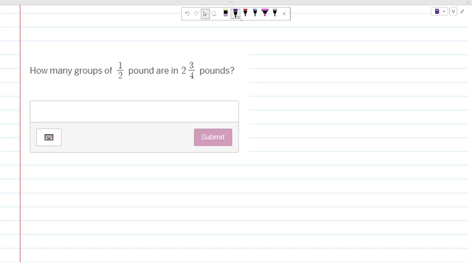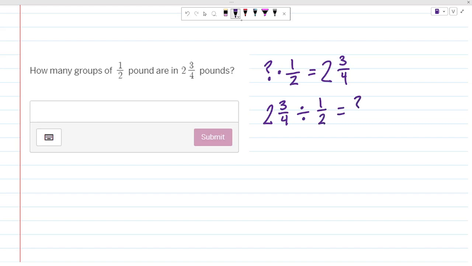Well, we're wondering how many groups of 1/2 pound are in a total of 2 3/4 pounds. So there's our multiplication equation. See if you can go ahead and write a division equation to represent the problem. So for a division equation, we can have 2 3/4. We're breaking that into groups of 1/2, and we're wondering how many groups we have.